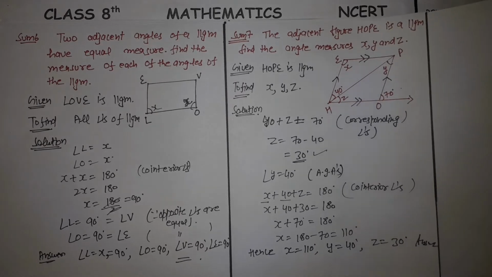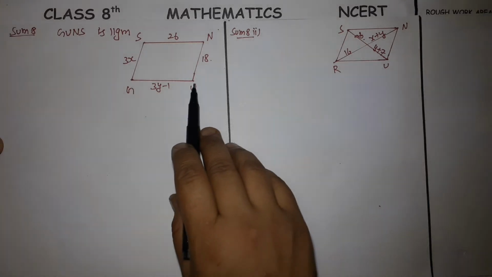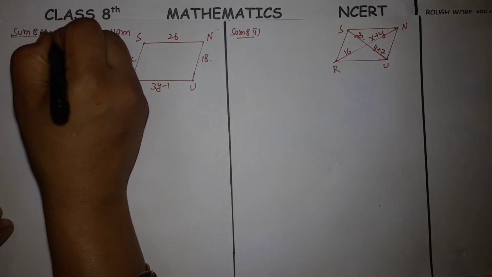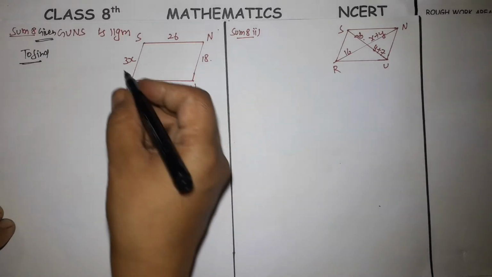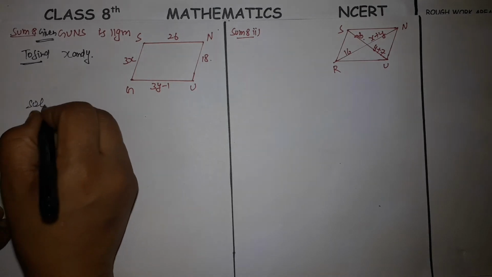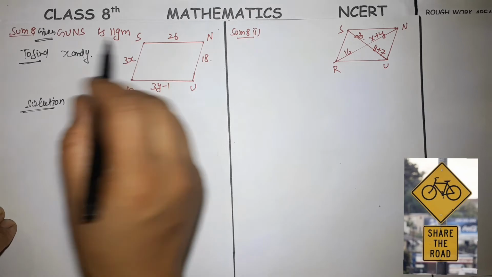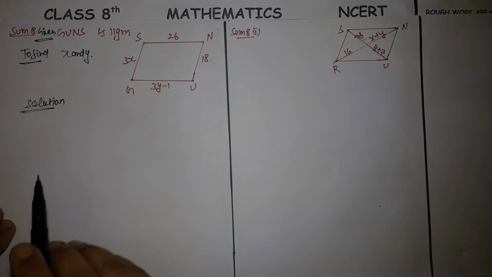Now sum number 8 is on your screen. Here GUNS is a parallelogram. See its name, GUNS. GUNS is a parallelogram, given. To find x and y. Solution. The figure is on the right side of the page, given to find at the left hand side.